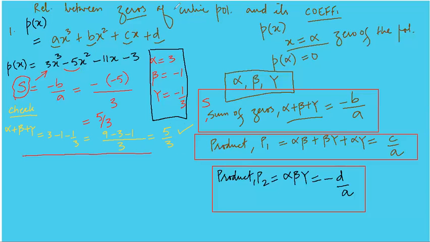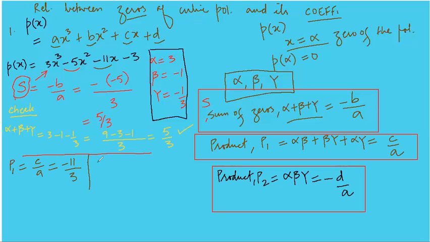Now we go for the second. What is that? Product P1. Product P1 is equal to alpha beta plus beta gamma plus gamma alpha, that is equal to C by A. Now C by A, what is C? C is -11 by 3. Then we go for the check. All right. How do we check it?